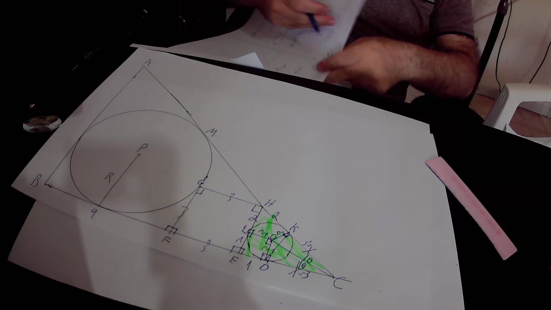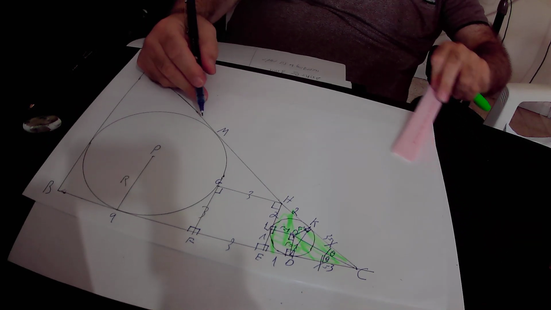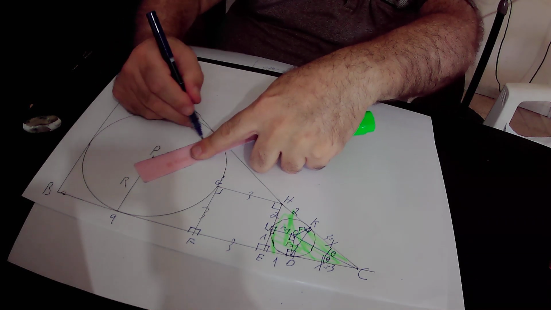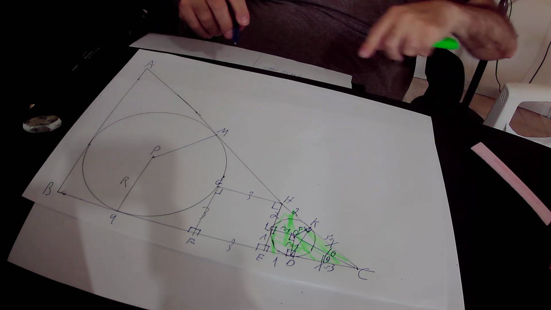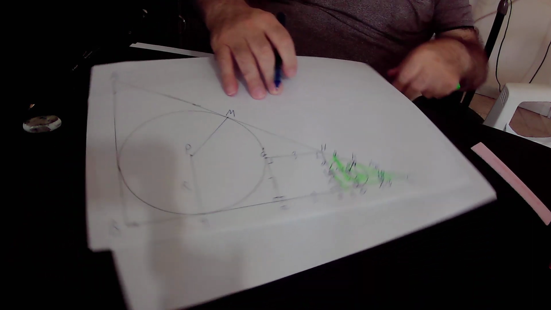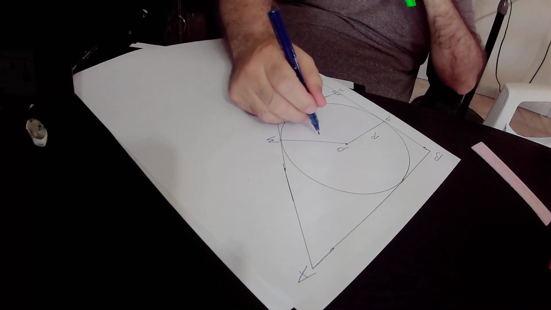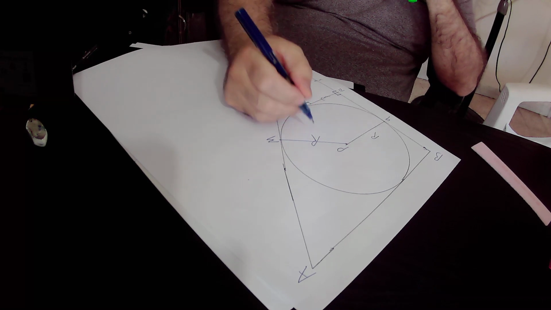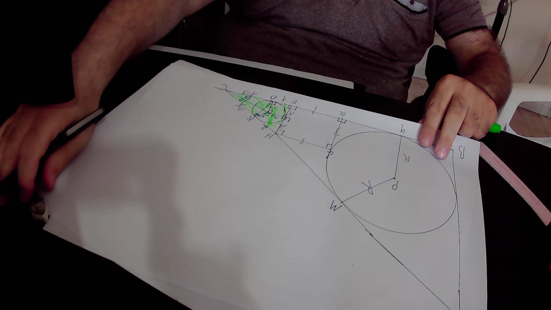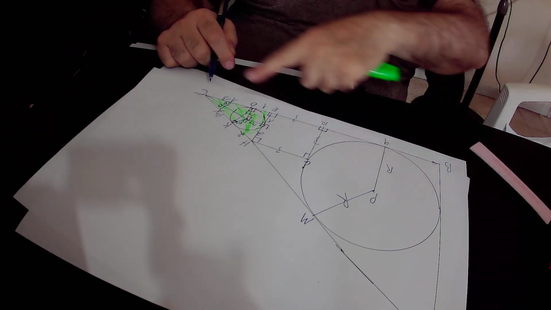Okay. In the next step, we'll join points P and M together by a straight line. Point P is the center of the circle. Point M is the point on the circle itself. Therefore, PM is the radius of the big circle that is equal to R. In the next step, we'll join points C and P together by a straight line.